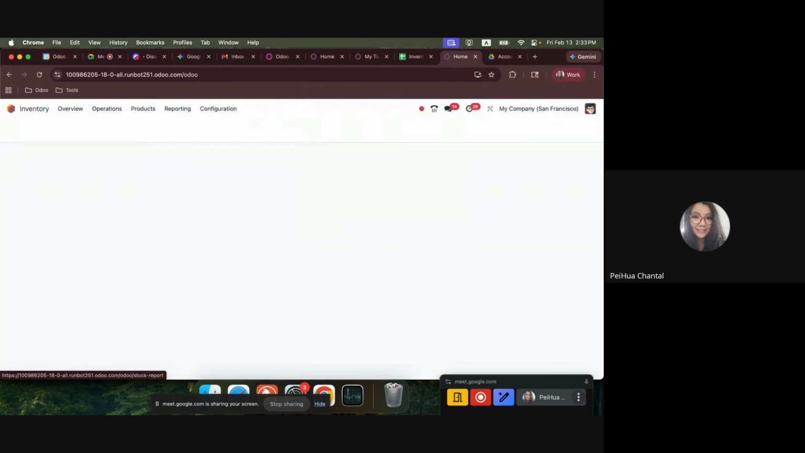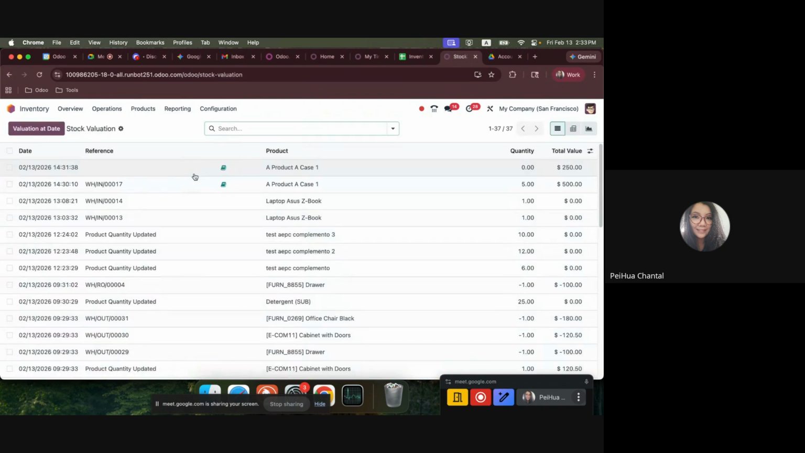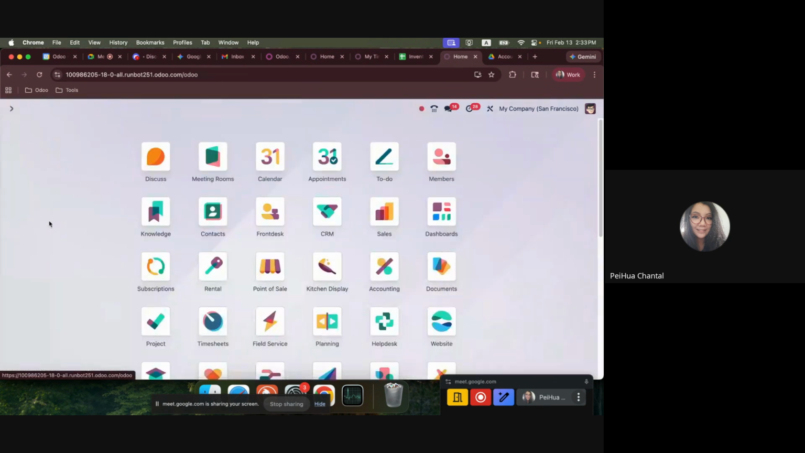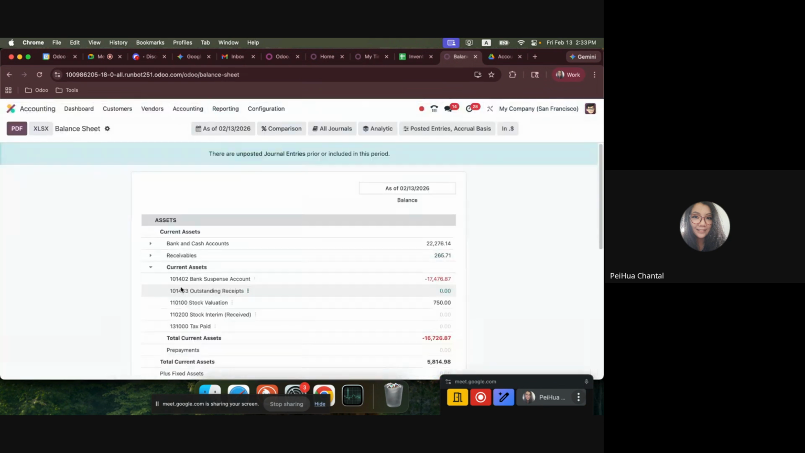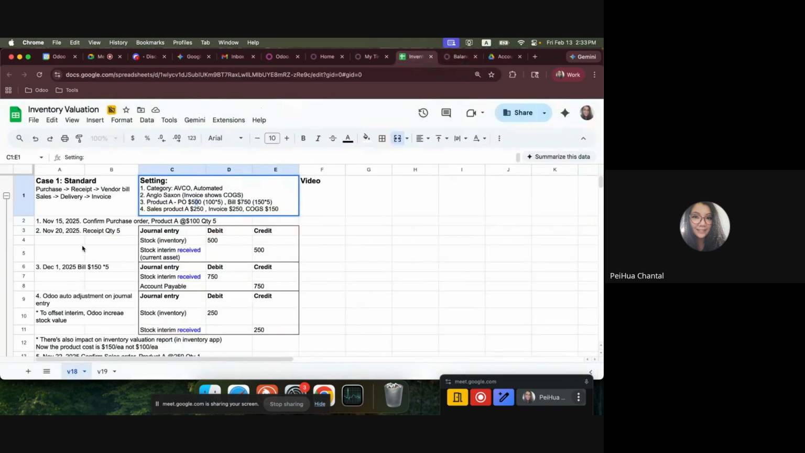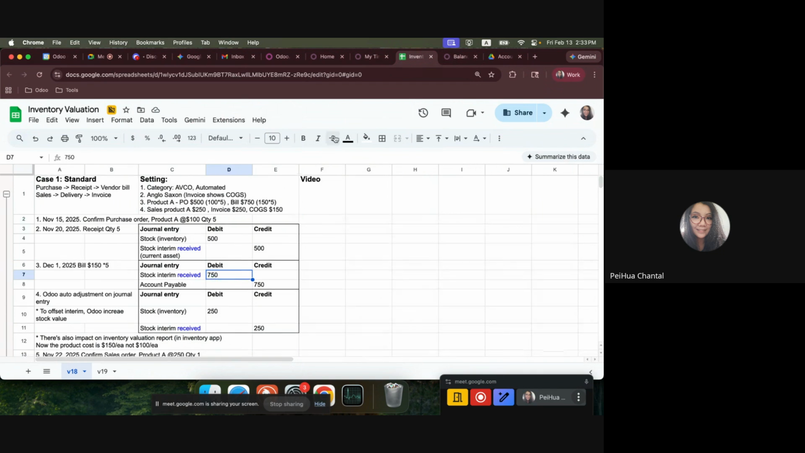So in the inventory report, you can see that for the same product, Odoo increased the value by 250 based upon the bill. Right now, your stock valuation and stock interim received are balanced to zero. That's completely fine, and you'll see the detail in here. This is the first entry, the second entry is the bill, and you can see this account and this account are imbalanced. What Odoo does is automatically adjust it by increasing stock and then offsetting this. So there's 250 and 500 here, offset to 750 in the debit.